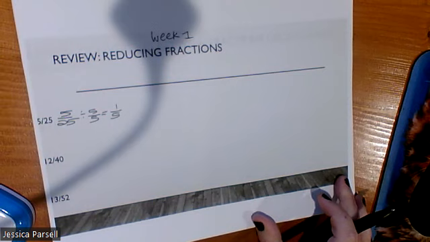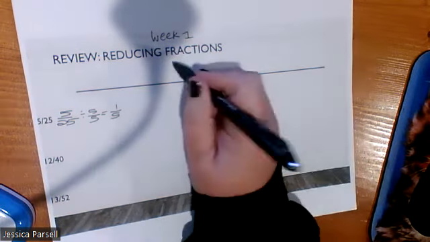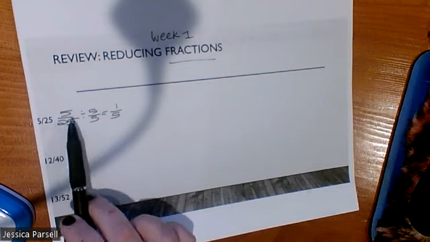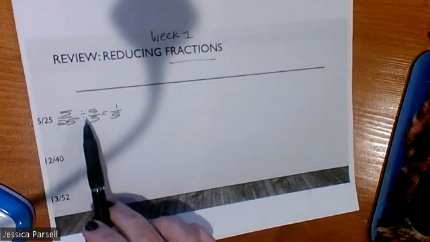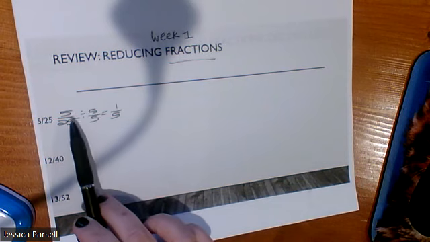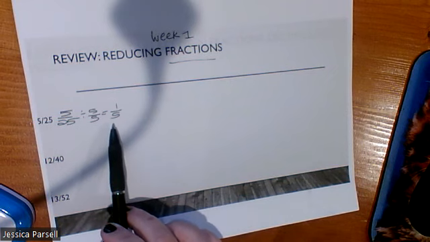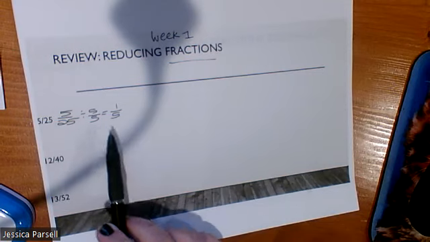So I started off with reducing fractions. Fractions, everyone's favorite, as we know. So I started off with 5 over 25. So I rewrote the problem. And then I decided to divide the top and the bottom by 5. And we know 5 divided by 5 is 1, and 25 divided by 5 is 5. So we can reduce or simplify 5 over 25 to 1/5.